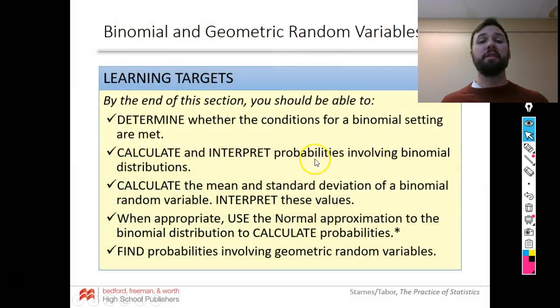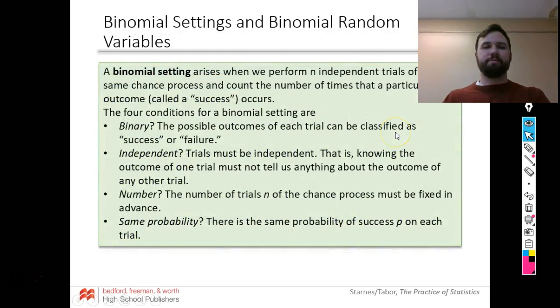Alright, today we're going to learn about how to tell whether or not something's binomial, how to interpret and calculate binomials. For B, we'll look at finding the mean and standard deviation of binomials, and for C, we will look at geometric distributions. Alright? Cool.